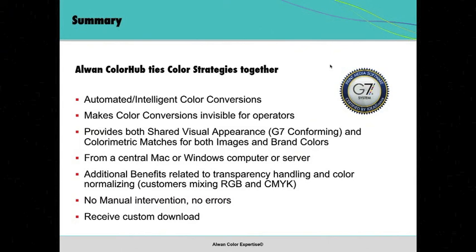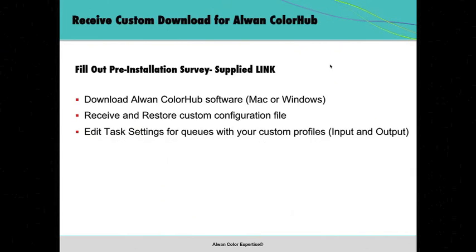Now, to talk about the custom download that we're offering you guys. We're going to provide you a supplied link which has what I'll call a pre-installation survey. And there's different questions based on the type of work you do. So if you're large format, you'll get large format type questions. Digital presses, you'll get digital presses. Conventional, you'll get the conventional questions. You might be multiple, right? You might have all 3, at which point you'll probably ask for all 3 surveys.